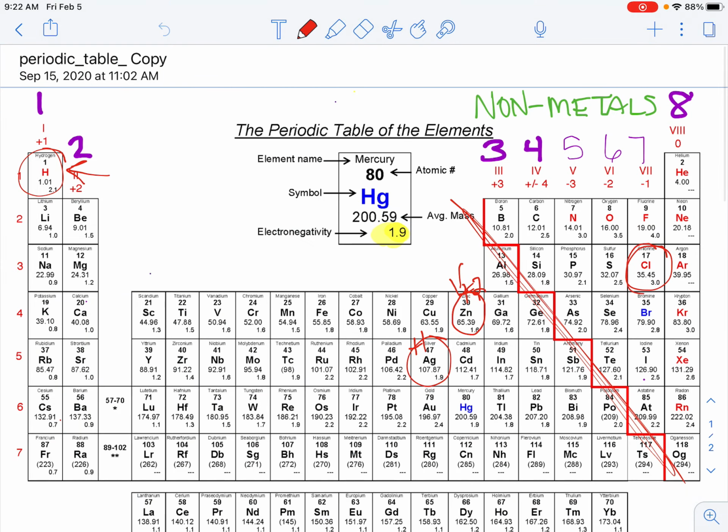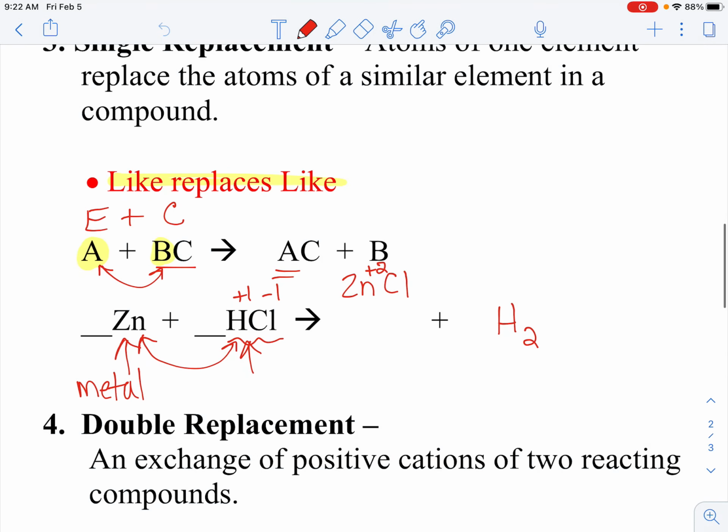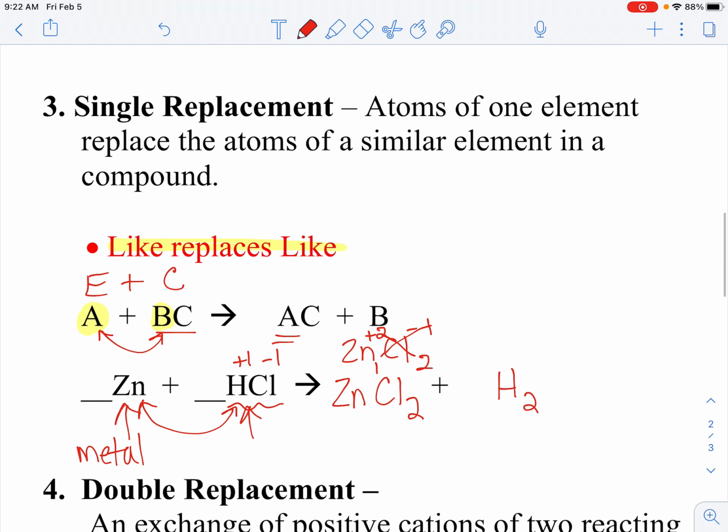Chlorine, which we just looked at in the last problem, has a -1 charge. So if we crisscross these, we get ZnCl2 for our new compound that is formed, plus hydrogen. And then, of course, you would balance it.